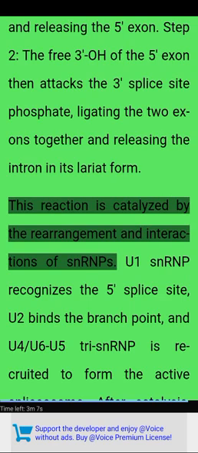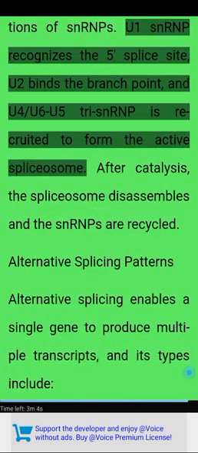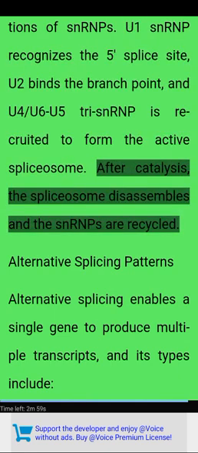This reaction is catalyzed by the rearrangement and interactions of snRNPs. U1 snRNP recognizes the 5' splice site, U2 binds the branch point, and U4/U6.U5 tri-snRNP is recruited to form the active spliceosome. After catalysis, the spliceosome disassembles and the snRNPs are recycled.